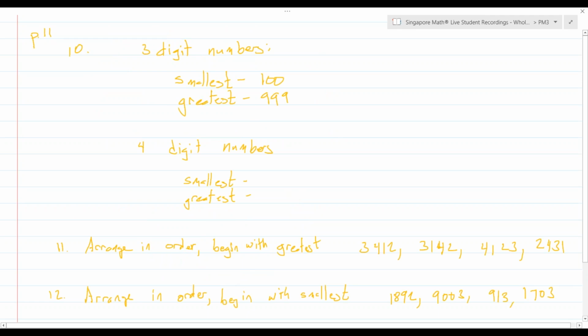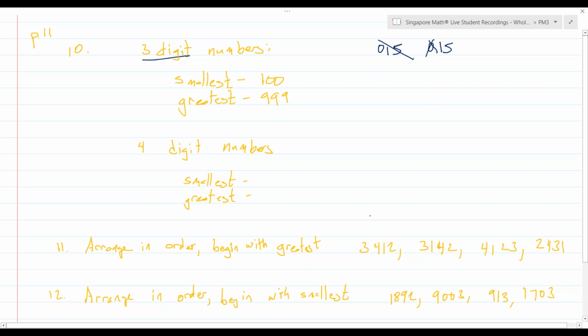All right, going over to page 11. At the top of the page, there are some statements. It says that of a 3-digit number, the smallest 3-digit number is 100. Now notice we never begin a number with 0. So if I say the number 15, I don't put a 0 in front. I just call it 15. So 15 is a 2-digit number. Although it's true that I have 0 hundreds, we don't consider that a 3-digit number. We consider it a 2-digit number.